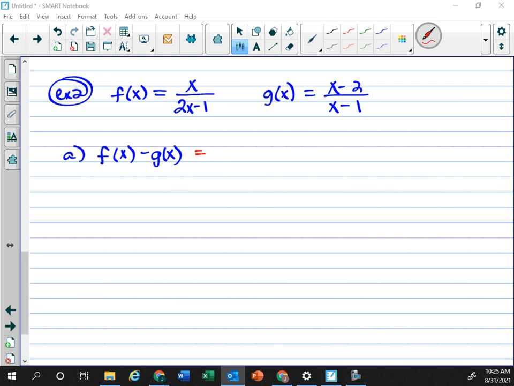I see a lot of you are getting stuck on the common denominator part. So we're doing x over 2x minus 1 minus x minus 2 over x minus 1. You can't just multiply by one number and make these denominators match. They're completely different denominators. Your common denominator is 2x minus 1 times x minus 1. You have both factors in there.